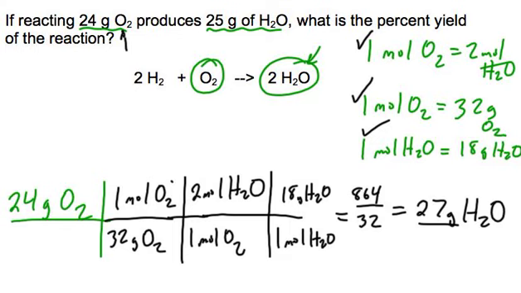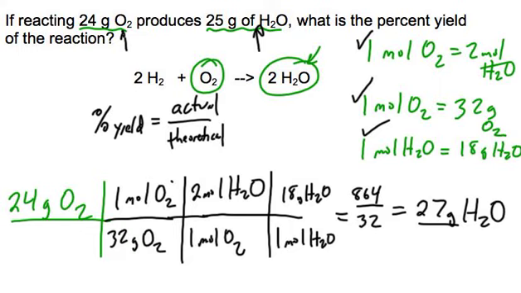However, the problem says I ended up with 25 grams of water. So I got a little bit less than what I was expecting. So this should be a pretty high percent yield. To calculate the percent yield, you always take what you got, your actual amount, divided by your theoretical amount. And then if you want to make it a percentage, you multiply by 100. So I actually got 25 grams out of 27 expected. To make it a percentage, I multiply by 100. So 25 divided by 27 times 100 is about 92.6%.